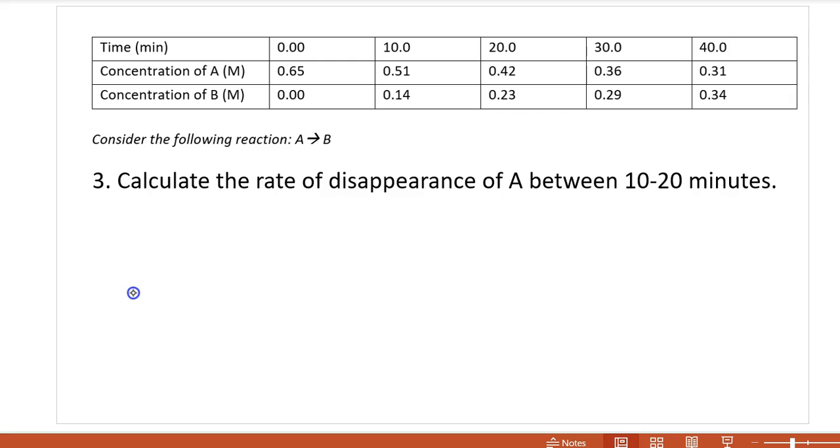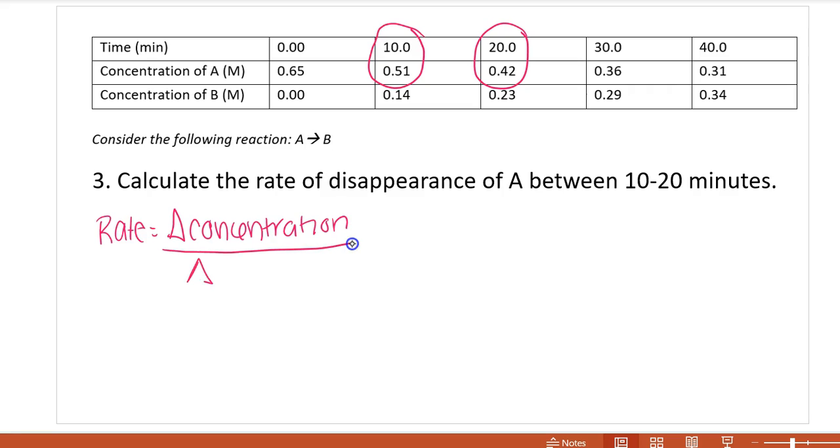Number 3. So we have this reaction, A produces B, and we want to calculate the rate of disappearance of A between 10 and 20 minutes. So I want to look at A at 20 and A at 10. All right, so to calculate rate, we are going to take the change in concentration and divide it by the change in time.